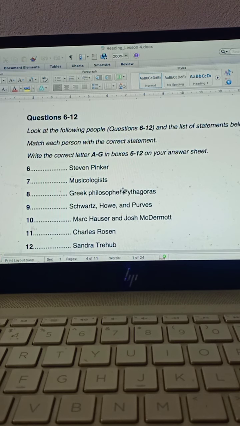After that, from question number 6 to 12, it is the matching information that we have here. Look at the following people, questions from 6 to 12, and the list of statements below. Match each person with the correct statement. Write the correct letter A to G in boxes 6 to 12 on your answer sheet. So for the matching here, I think that it is pretty clear for us. But have a look again.